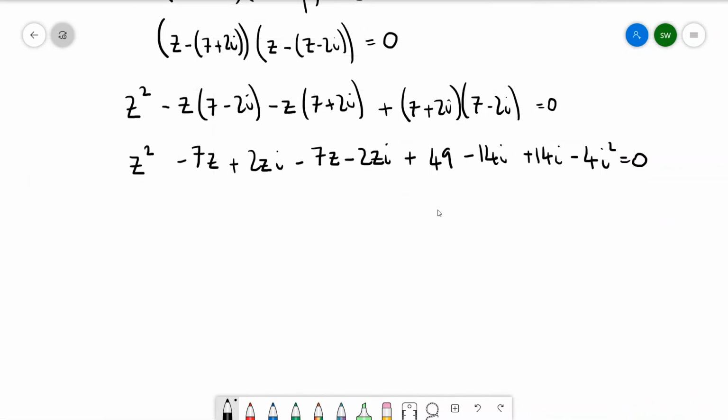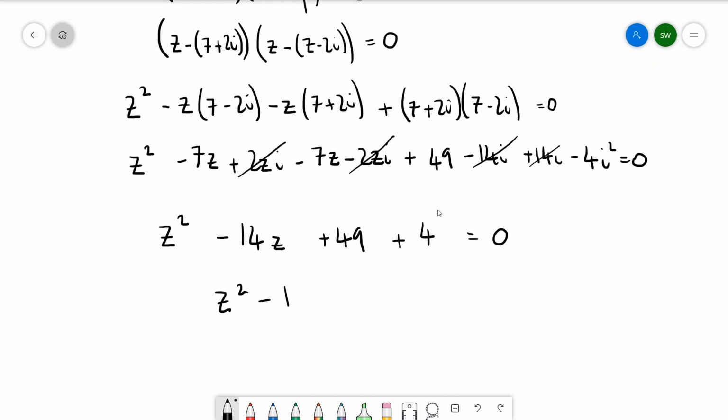So now we've just got to try and collect together the terms and see if anything cancels. So straight away I can see that 14i and minus 14i cancel, so I'm going to cross them out. And you can also see you've got 2zi and minus 2zi, and they cancel out. So we're going to have z squared. We've got minus 7z minus another 7z, so minus 14z, plus 49. And then this term here, remember i squared equals minus 1. So we've got minus 4 times minus 1, which is plus 4. And all that's equal to 0. So we recover this quadratic, and we find out that the quadratic is this.